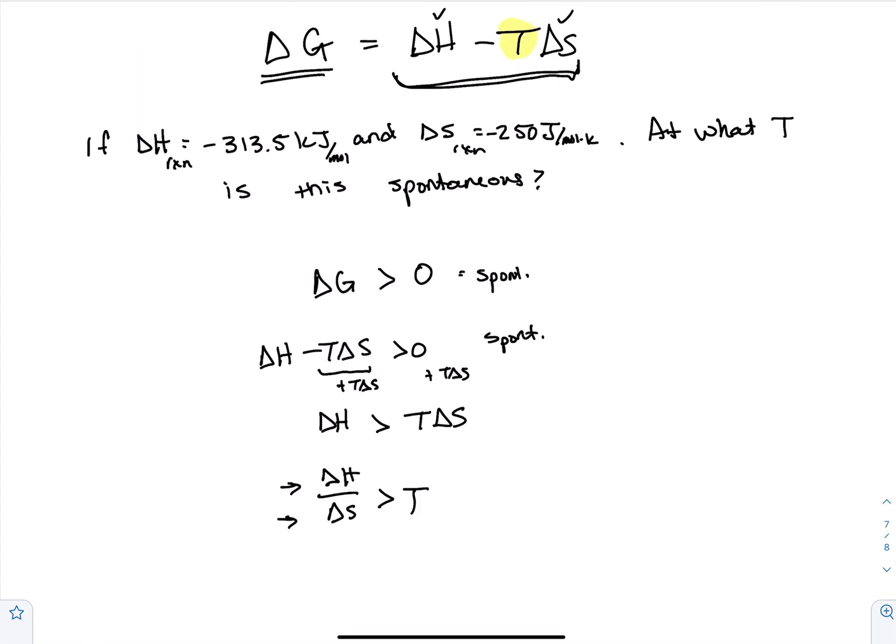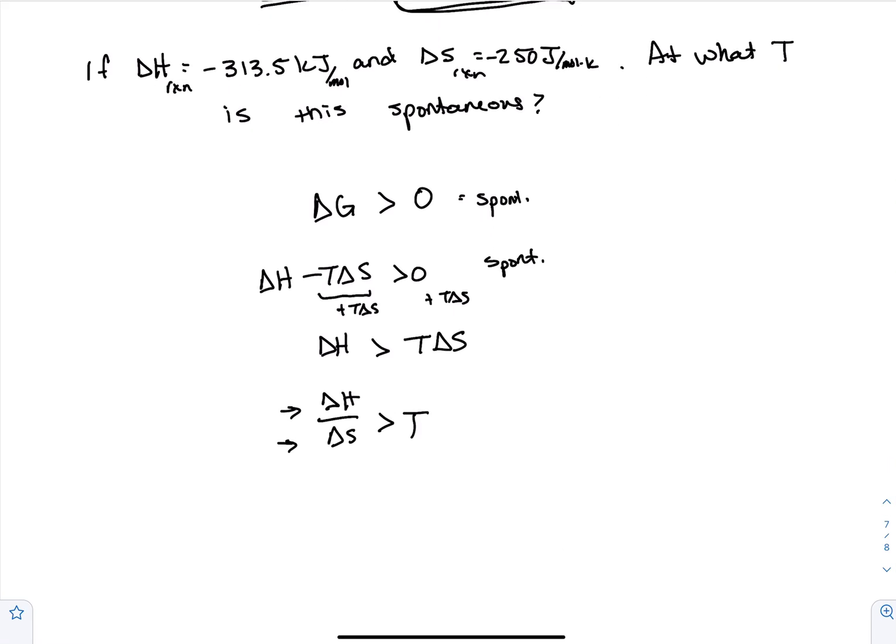So my delta H value is negative 313.5 and my delta S value is negative 250, and this is a kilojoule, so it's 250 joules per mole Kelvin, and in 1 times 10 to the 3rd joules, I have 1 kilojoule.